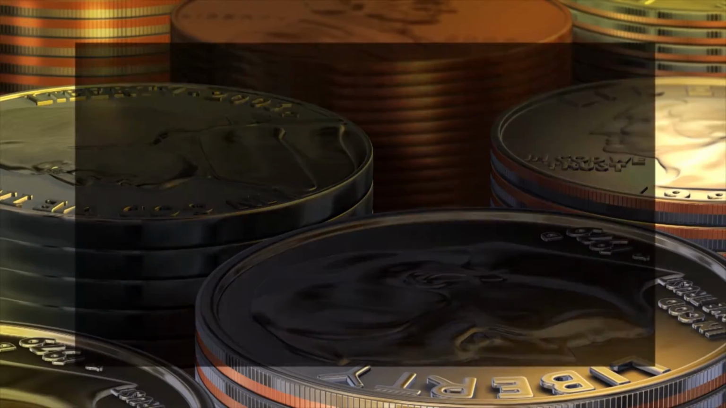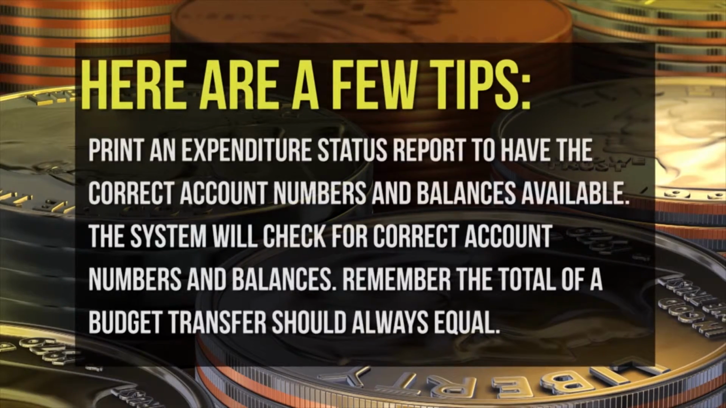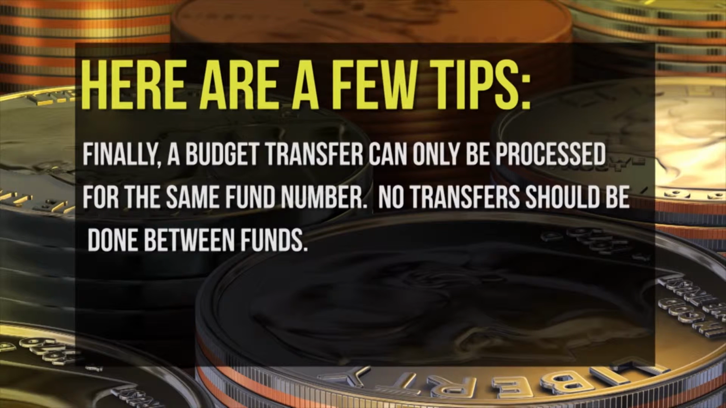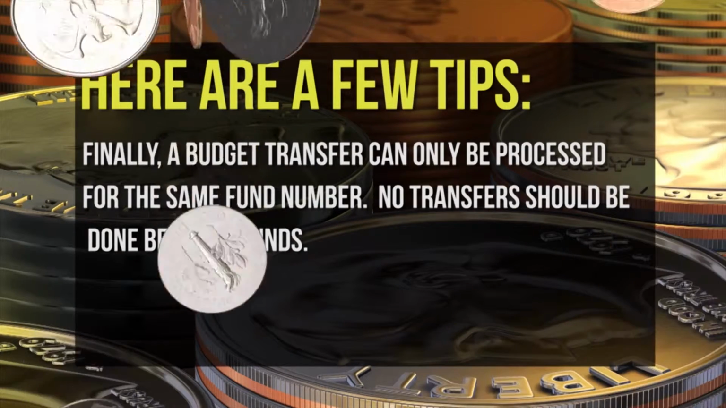Here are a few tips. Print an expenditure status report to have the correct account numbers and balances available. The system will check for correct account numbers and balances. Remember, the total of a budget transfer should always be equal. Finally, a budget transfer can only be processed from the same fund number. No transfers should be done between funds.